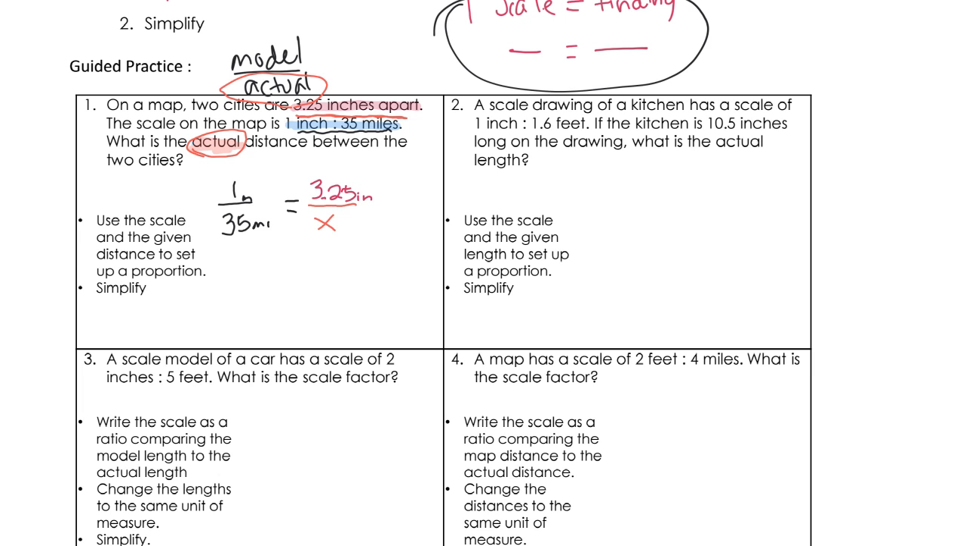Okay, so then you would solve this by cross multiplying. So I'd have 1 times x, which is just x, equals 35 times 3.25. Do that in your calculator. So 35 times 3.25, and you should get 113.75. But now we need to label it.